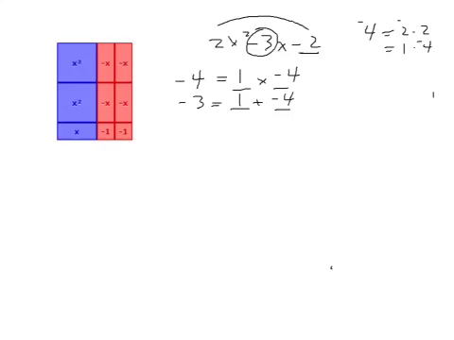Now when we're factoring trinomials with a leading coefficient of 1, we would be using 1 and negative 4 as our solutions in our binomials. This is just the second or third step.